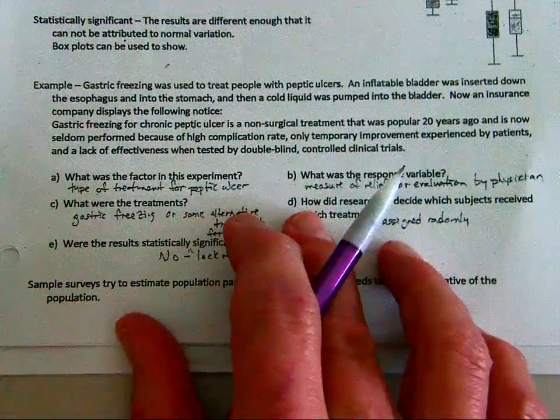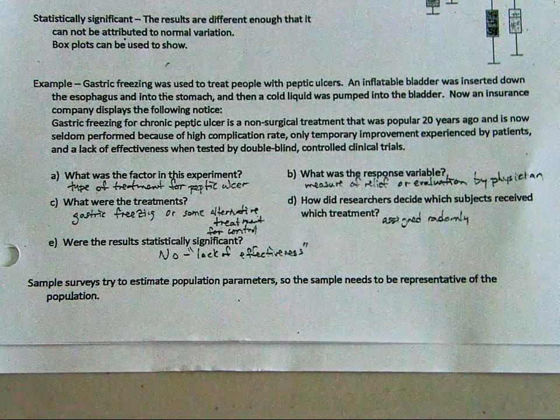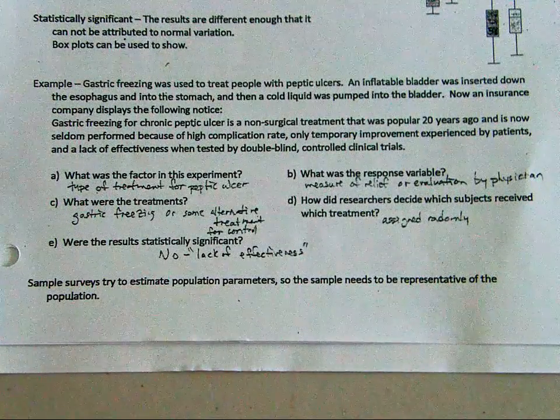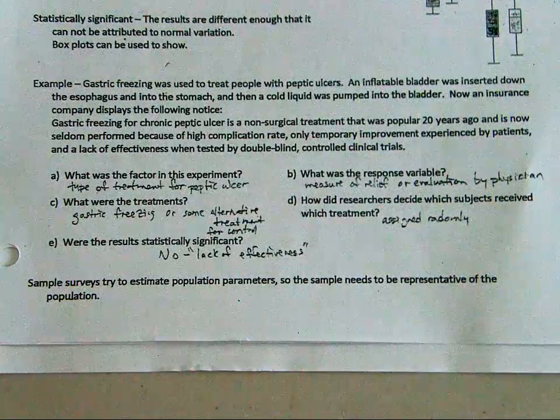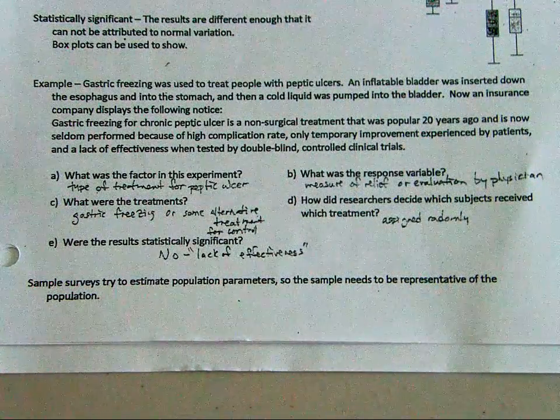Here's another example of an experiment: gastric freezing. To treat people with peptic ulcers, they used to take an inflatable bladder, put it down your throat into your stomach, and then put a very, very cold liquid into the bladder to try to relieve the effects of the peptic ulcer.